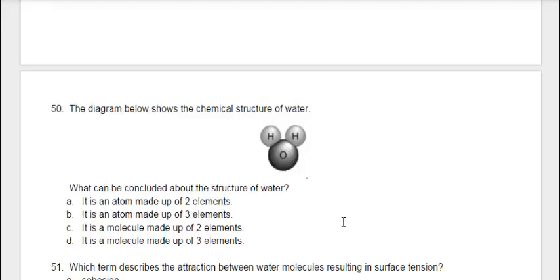50. The diagram below shows the chemical structure of water. What can be concluded about the structure of water? A. It is an atom made of 2 elements. B. It is an atom made up of 3 elements. C. It's a molecule made up of 2 elements. D. It's a molecule made up of 3 elements.